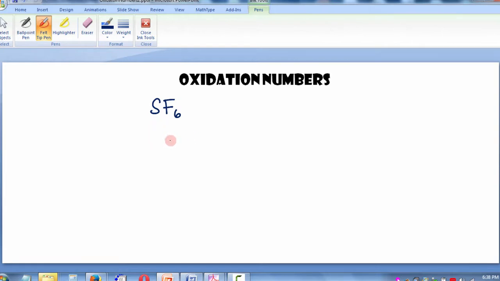Fluorine mostly prefers, and this may not have been in your rules, a minus 1 oxidation state. I think there is an example in the book like this. So, SF6 is molecular. It has an overall charge of 0.